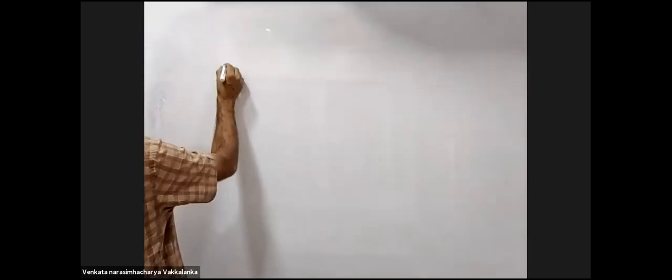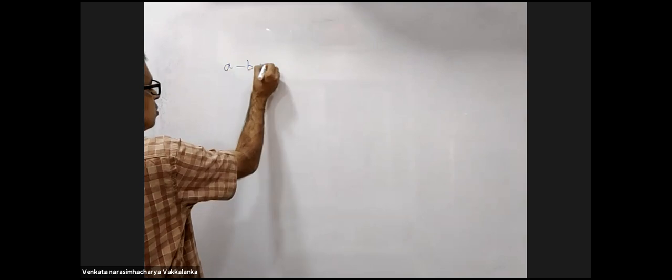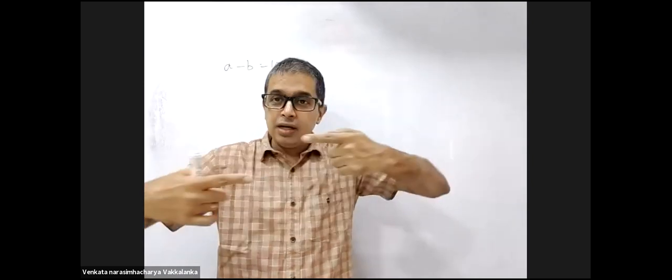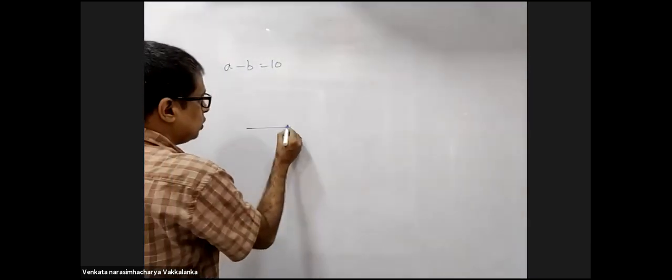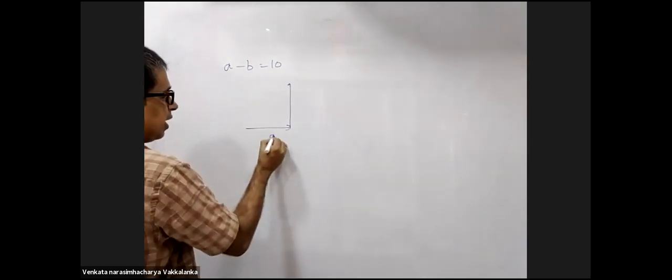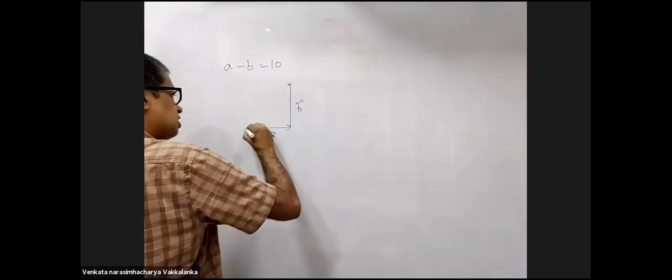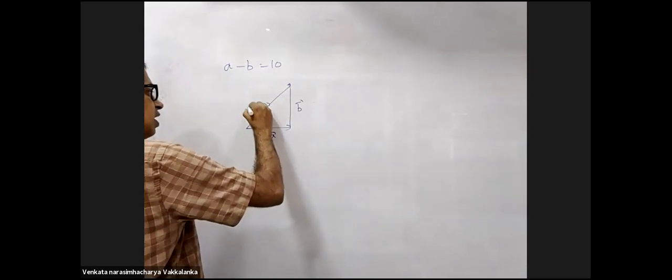Second problem: two forces acting on a particle in opposite direction have a resultant of 10 Newton. That means A minus B is 10 Newton. Numerically, I'll subtract. If they are in opposite direction, I'll subtract. If they act at right angles to each other, what will be the resultant?